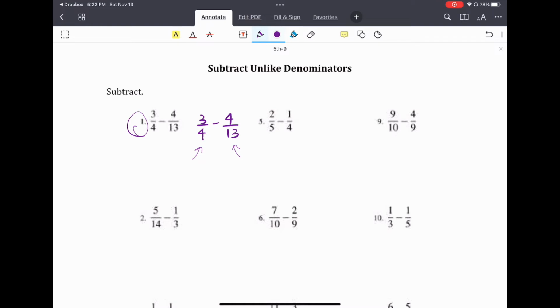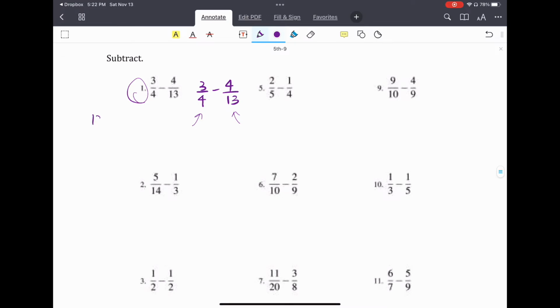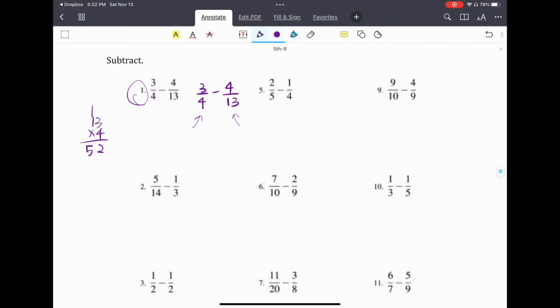So to get a common denominator, we need to find the least common multiple of 4 and 13. The least common multiple of 4 and 13 is just 13 times 4, so you find that the least common multiple is 52. To get 3/4 to have a common denominator of 52, you need to multiply both the numerator and the denominator by 13. 13 times 3 is 39.